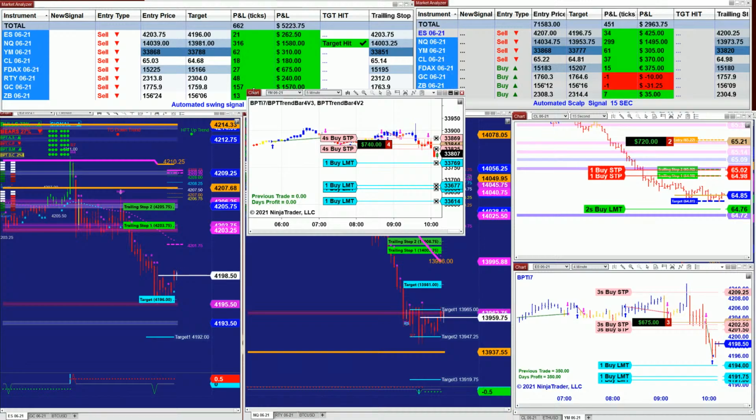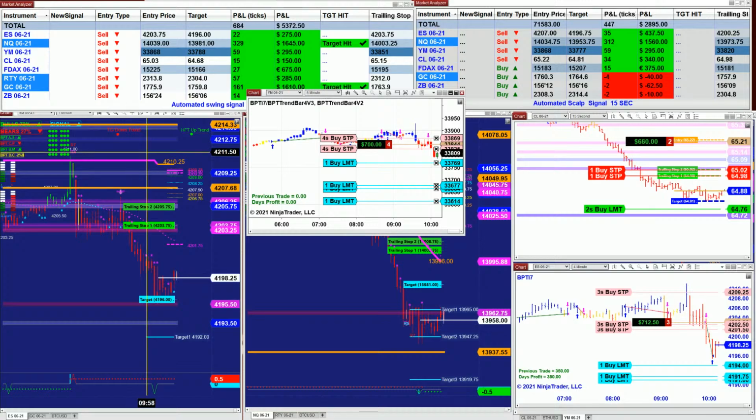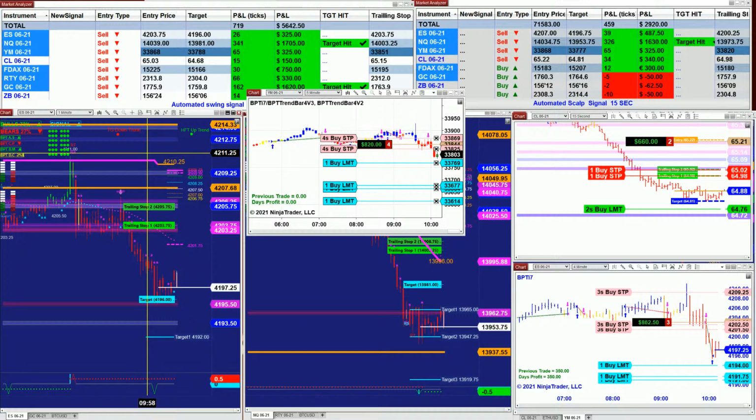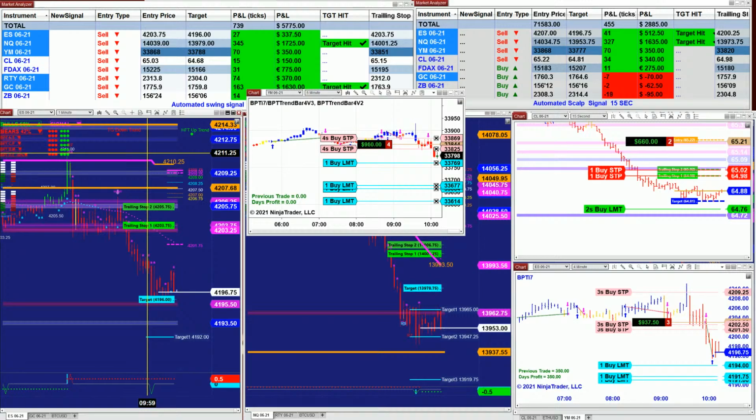What works on the ES does not mean it's gonna work on the Nasdaq. What is working on the Nasdaq does not mean it's gonna work on the YM or on the CL, for that matter. So each instrument is a different animal. The ES is one type of instrument, and Nasdaq is a different type of instrument. YM, CL, you have to approach the market differently. The 30-year Treasury bond, you have to approach the market differently.